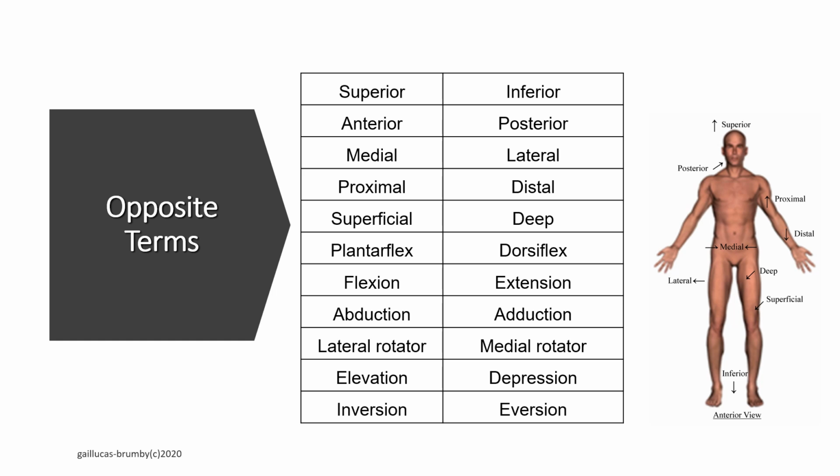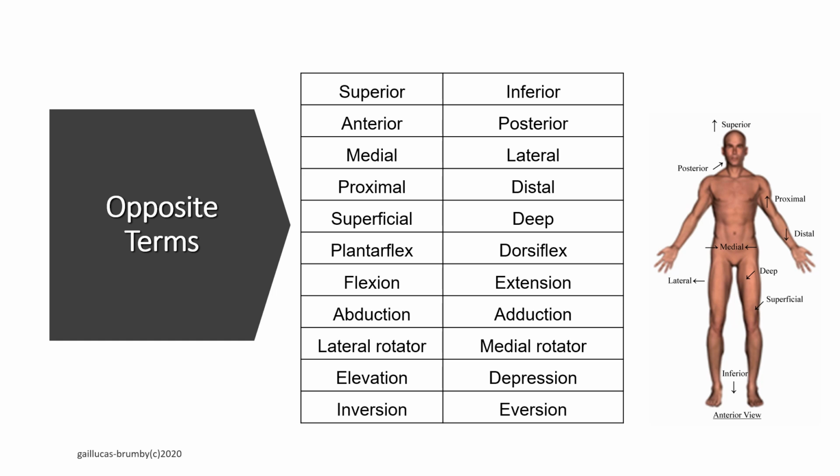Abduction refers to taking something away from the body. Like if you abduct a child, you take it away from you. Whereas adduction, meaning to add something to the body, is bringing it towards you. A lateral rotation is when you might rotate your arm laterally, so you're going out to the side of the body, as opposed to a medial rotation, which is bringing your arm into the middle, in front of you.